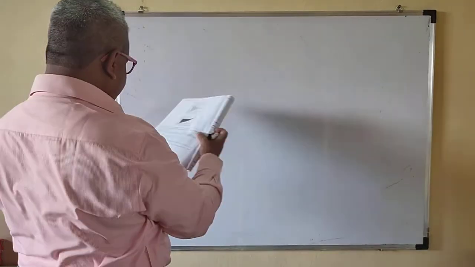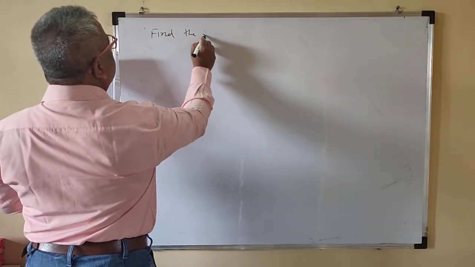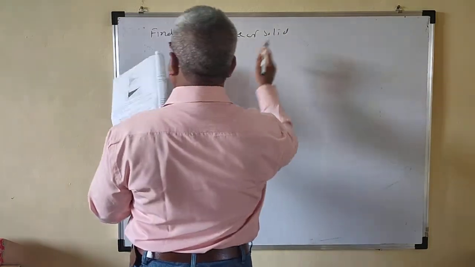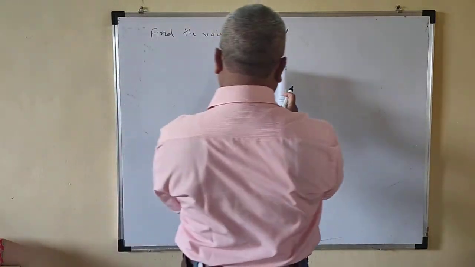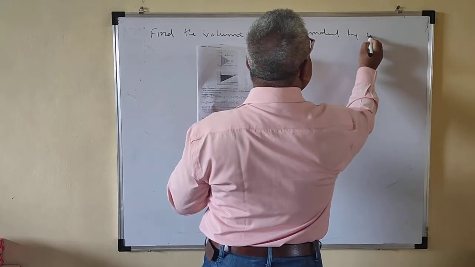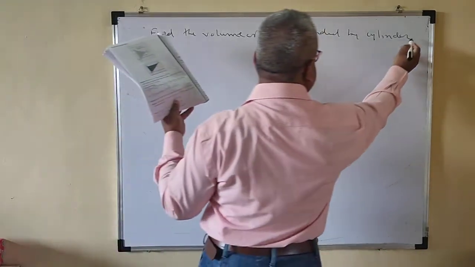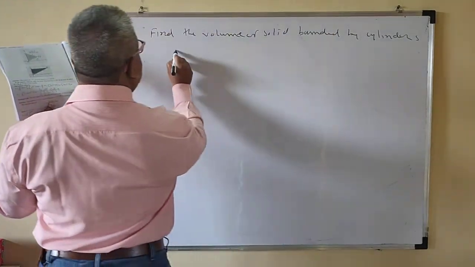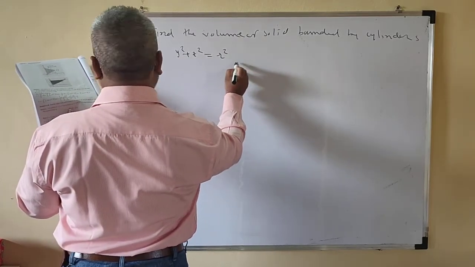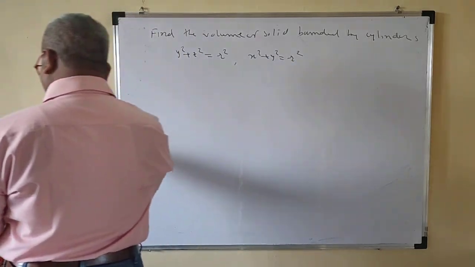So we solve one more problem. Find the volume of the solid bounded by the cylinders y square plus z square is equal to r square, and x square plus y square is equal to r square.